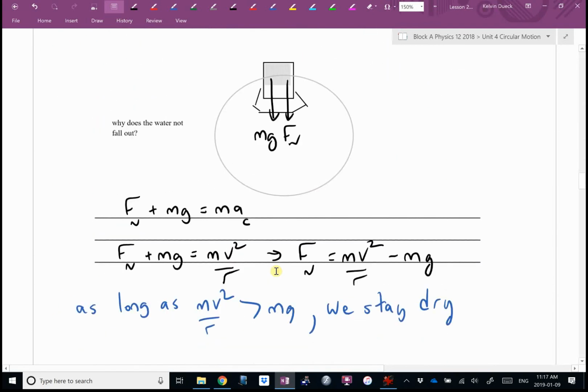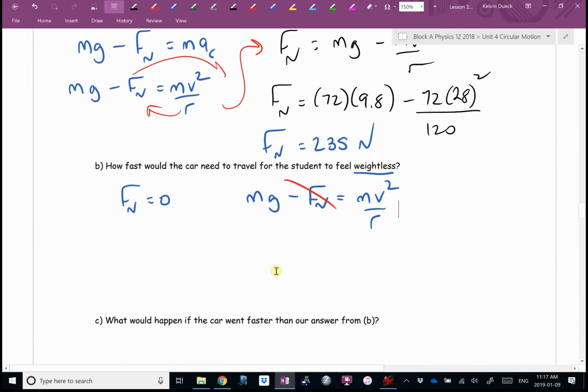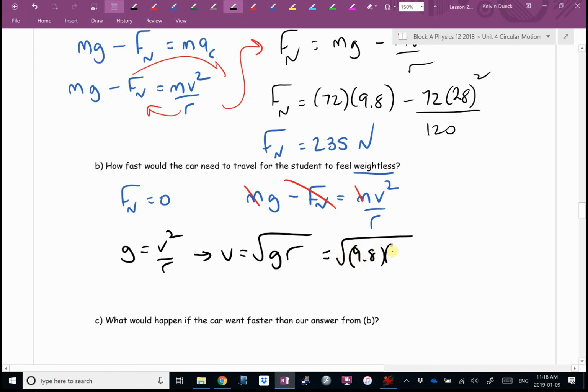But you'll notice here, I think now, m does cancel. And I get this: g equals v squared over r. Let's get the v by itself. Oh, hey! Do I get v equals the square root of g r again? So, how fast? I kind of want to know. 9.8 times 120 square root. What do you get?